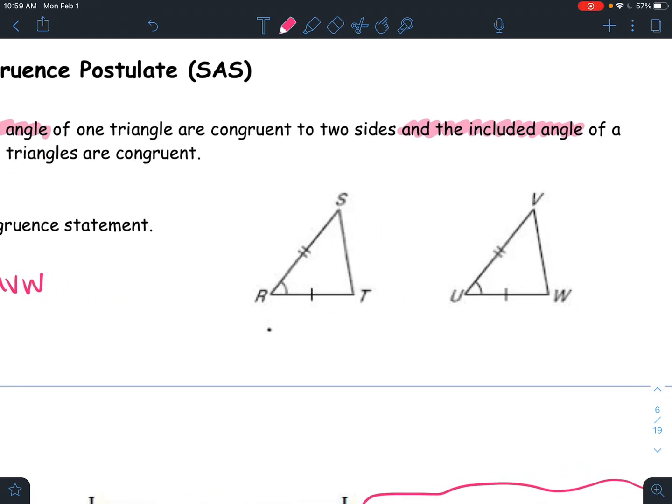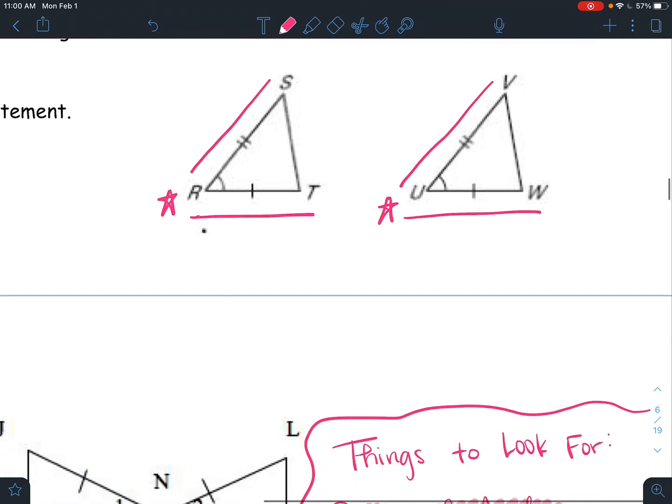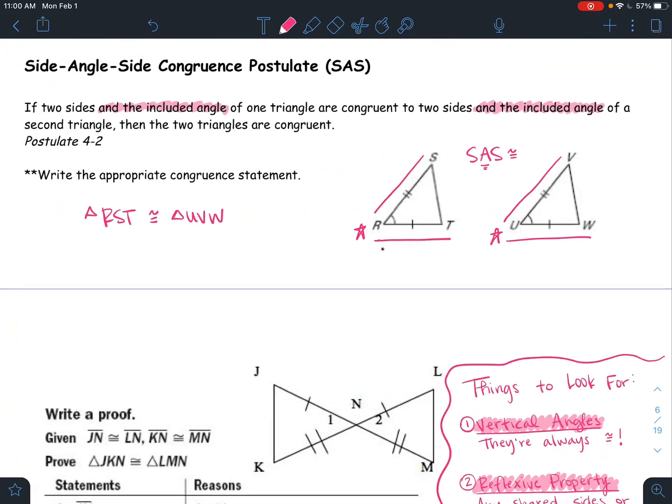UVW. And notice here I highlighted the words and the included angle. So we have a side and another side, and the angle that is wedged between the 2 sides, side, side, and the angle that is wedged between the 2. So this is our side angle side congruence. Notice here that this angle is wedged directly between those 2 sides.